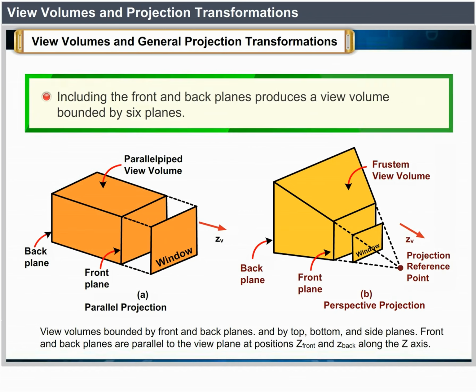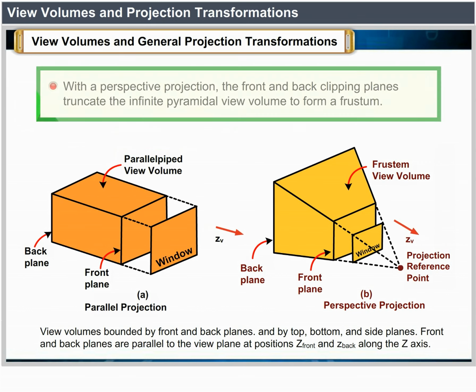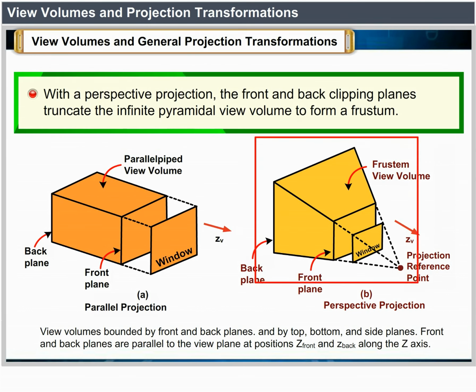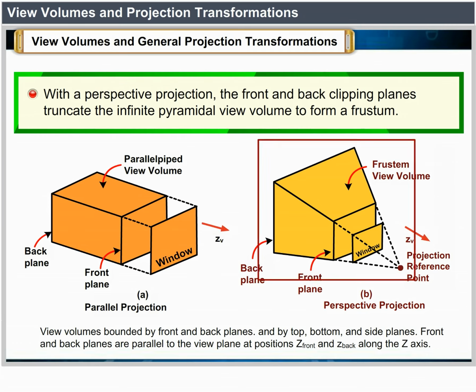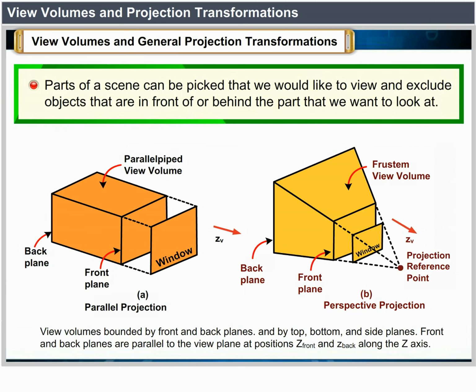With an orthographic parallel projection, the 6 planes form a rectangular parallelepiped, while an oblique parallel projection produces an oblique parallelepiped view volume. With a perspective projection, the front and back clipping planes truncate the infinite pyramidal view volume to form a frustum. Front and back clipping planes allow us to eliminate parts of the scene from the viewing operations based on depth. We can then pick out parts of a scene that we would like to view and exclude objects that are in front of or behind the part that we want to look at.